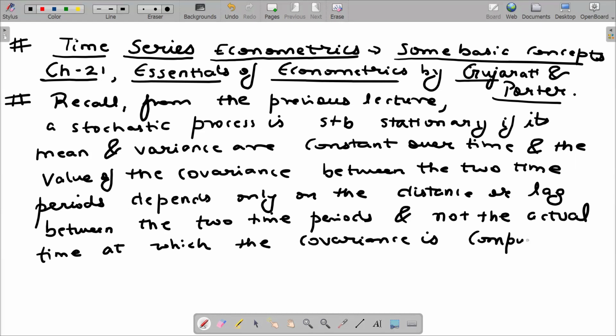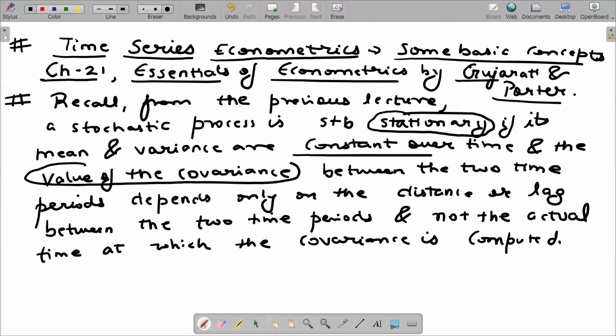So a stochastic process is said to be a stationary stochastic process if the mean and the variance of the random variable are constant over time. They are not changing over time. The value of the covariance between two time periods is only going to depend upon the gap between the two time periods and not the time at which the covariance is computed.